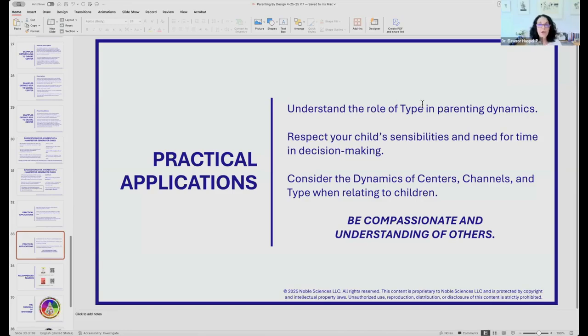You need to understand the role of type in parenting dynamics. I went through the 5 types, and what is clear in all types is that you as parent are not here to have your child understand you. It's your job to understand your child and to respect your child's sensibilities and their timing.